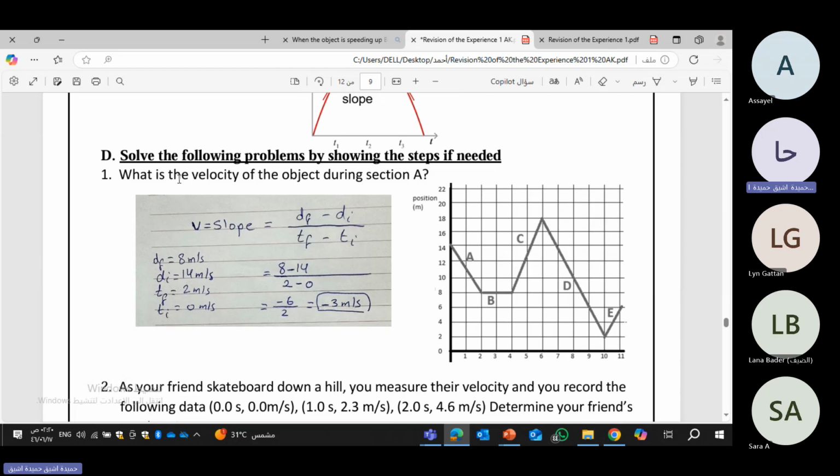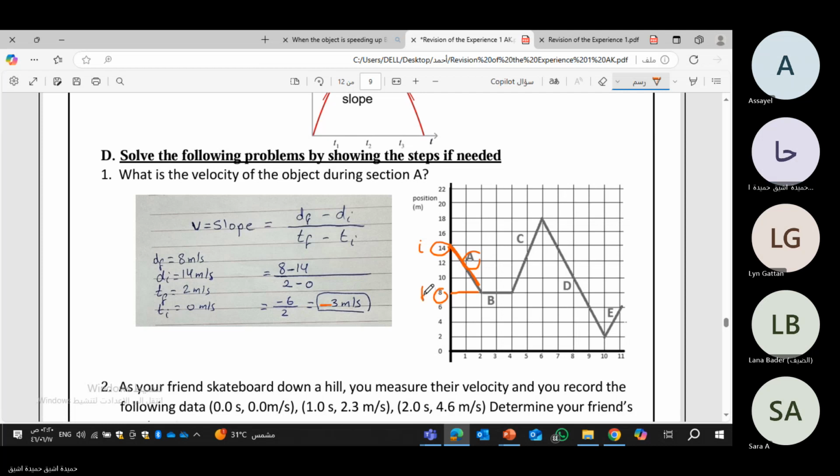Okay, here, girls, how you find the slope of A? Very easy. Look, girls, the slope is going down, so the answer should be negative. As we know, y2 minus y1 over x2 minus x1, so it goes from the left to the right. The up one, the 14, is initial, not final here, and this one, 8, is final, and 0 is initial, and 2 is final. So I'm just substituting.